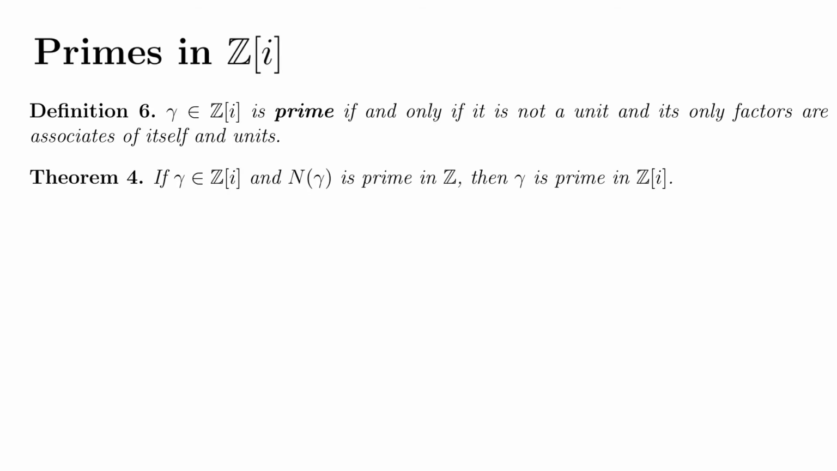Now we can define primes in Z adjoin i and get into stuff that's a little bit more interesting. We say that a gamma in the Gaussian integers is prime if and only if it is not a unit and its only factors are associates of itself and units. This is very similar to our definition of a prime in the integers, when we say that an integer is a prime if and only if its only factors are trivial. Theorem 4 states that if the norm of gamma is prime in the integers, then gamma is prime in the Gaussian integers. And this is a really interesting conclusion that we can make.